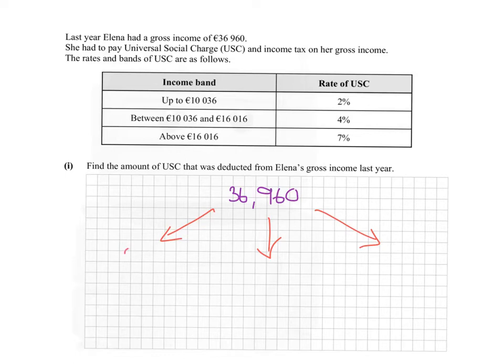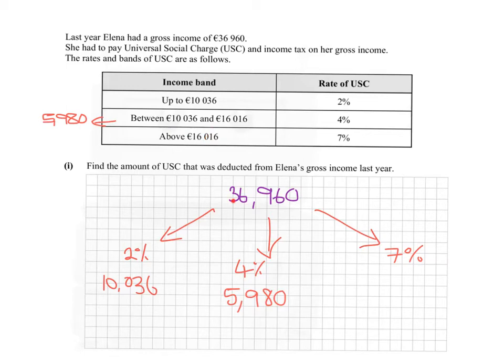So the first 2% is going to be charged at 10,036. We need to find 4% of the difference between 10,036 and 16,016. So when we get the difference between the two of them, we get 5,980. So we're getting 4% of 5,980. And then we need to get 7% of anything that is above 16,016.